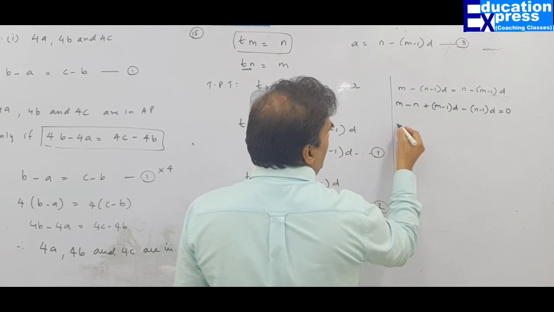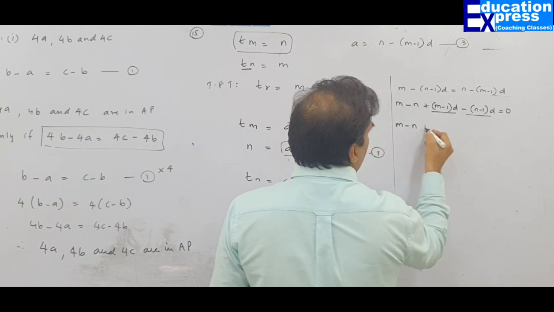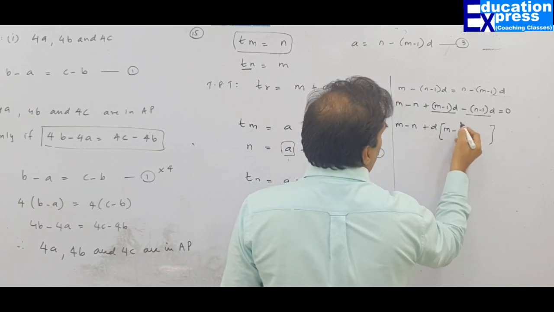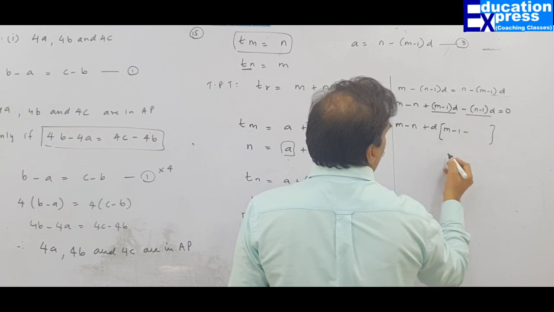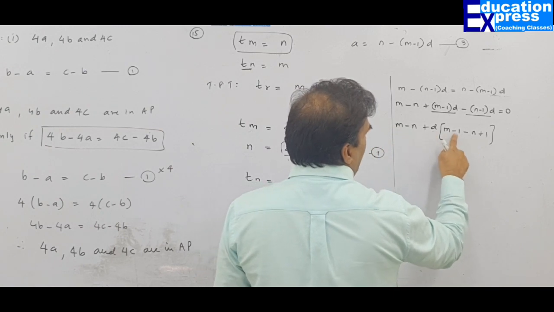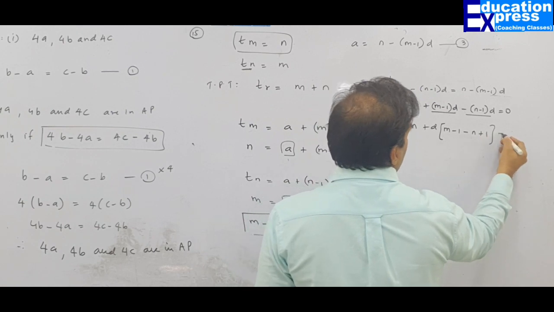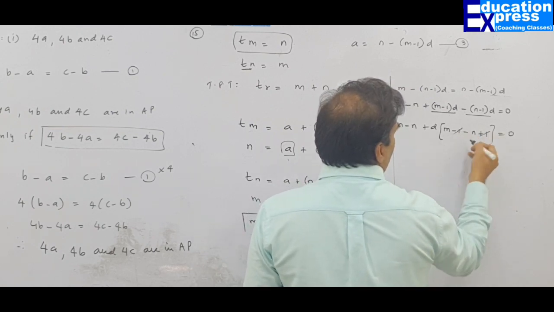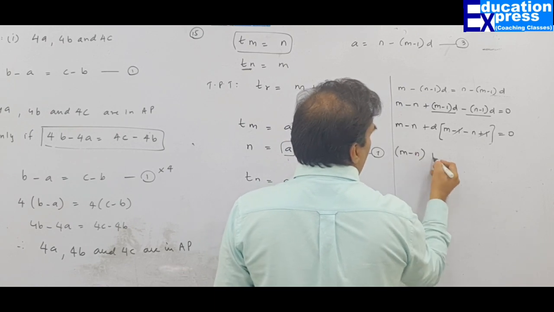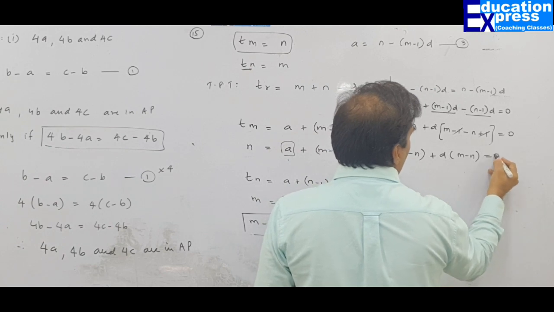Now if you look at M minus N, what is common between these two? Sir, D is common. If D is common, what remains? M minus 1 minus, so minus N plus 1. Check it out. Minus into minus is plus. Plus 1 minus 1 cancels. What remains? M minus N plus D.